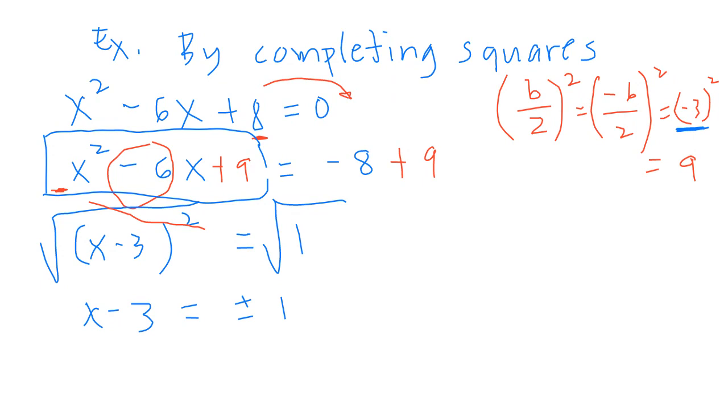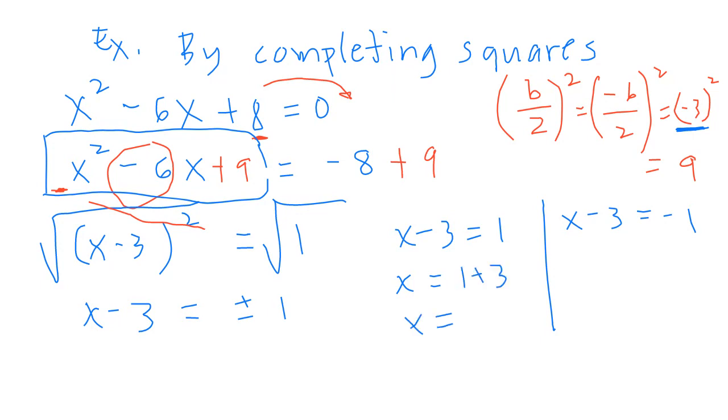So therefore, there are two answers here. The first one is x minus 3 is equal to positive 1. The other one is x minus 3 equals negative 1. And then calculating your x, you have x equals, moving negative 3 to the right side, it becomes positive 3. So x therefore is 1 plus 3, which is 4. So that's our first value for x.